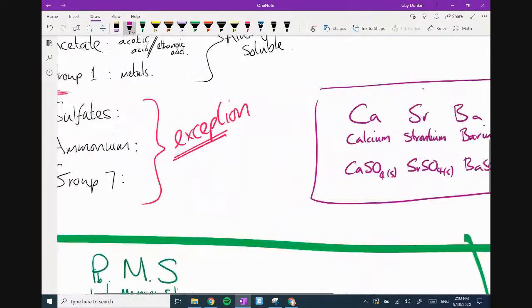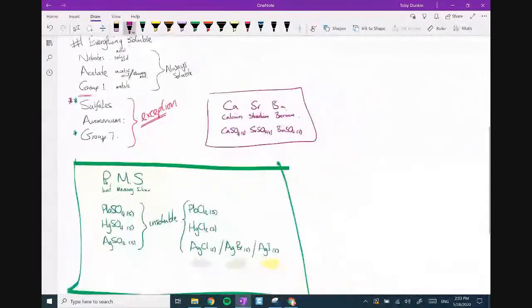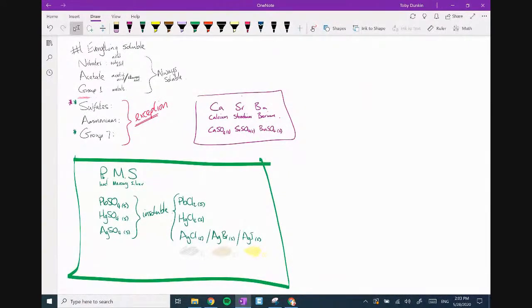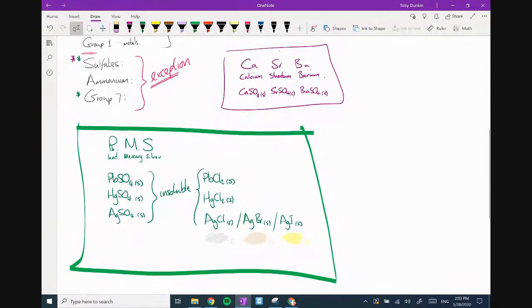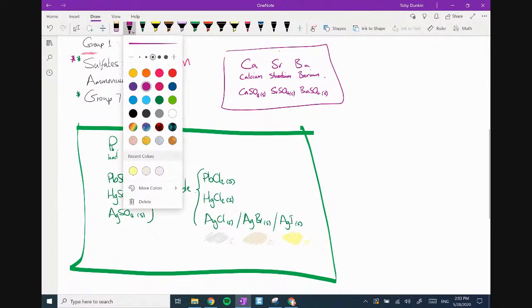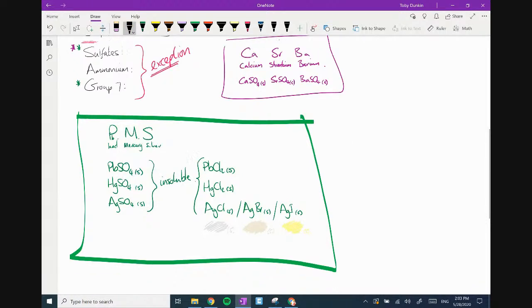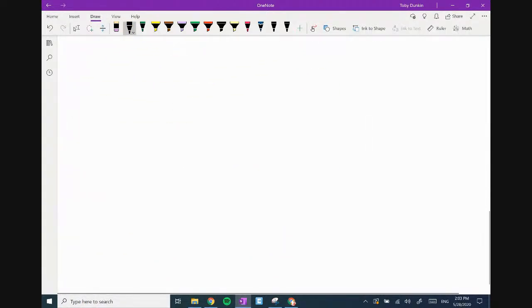That's it. 3 rules. Everything is soluble except for SAG, where the sulfates, of course, have got 2 stars, and the chlorides. So it's not too complicated. What we now need to do is look at this in regards to equations and reactions. So now this is going to get a bit more tricky.